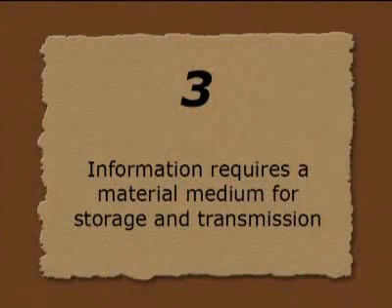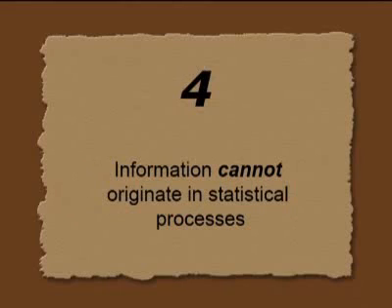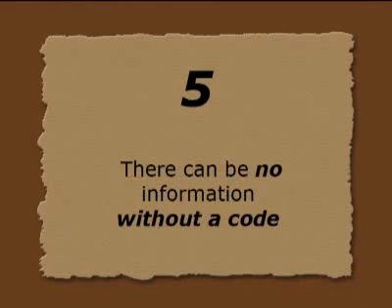In many books nowadays, you find the idea that information is a part of matter. That is a wrong idea. The third one is, information requires a material medium for storage and transmission. The fourth one, information cannot originate in statistical processes. Number 5, there can be no information without a code.